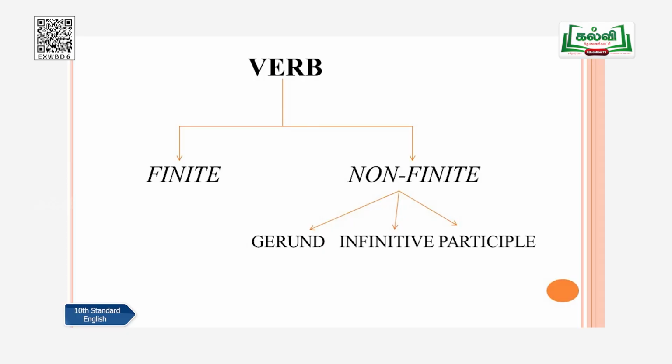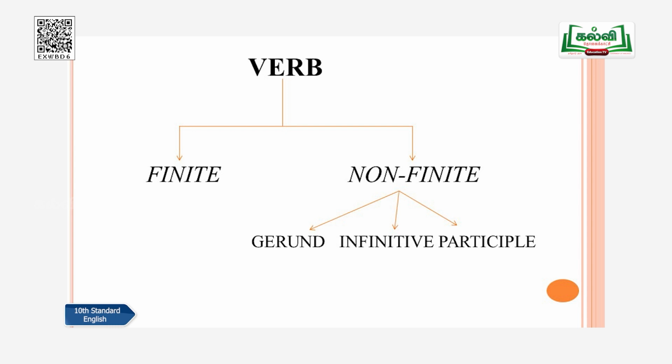Okay, let us now recap. Verb is divided into finite verb and non-finite verb. And what is a finite verb? A verb that gets inflected and a verb that indicates a time, person and number. Very good. Non-finite is a verb that does not inflect and it does not indicate number, person and tense. Very good, children. Non-finite is again of three kinds: gerund, infinitive, participle.